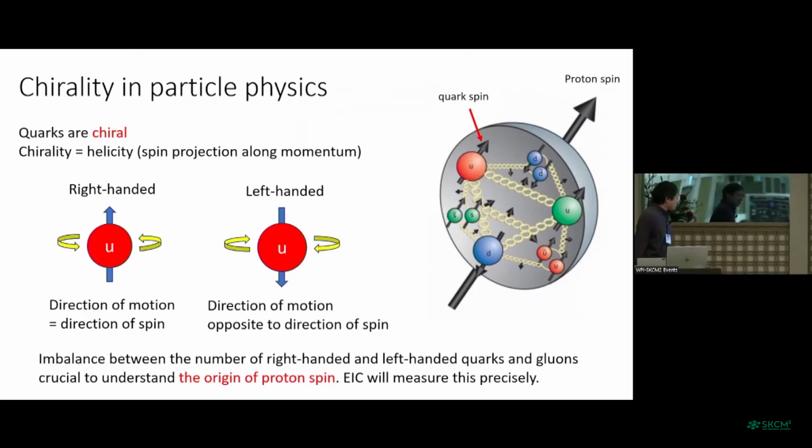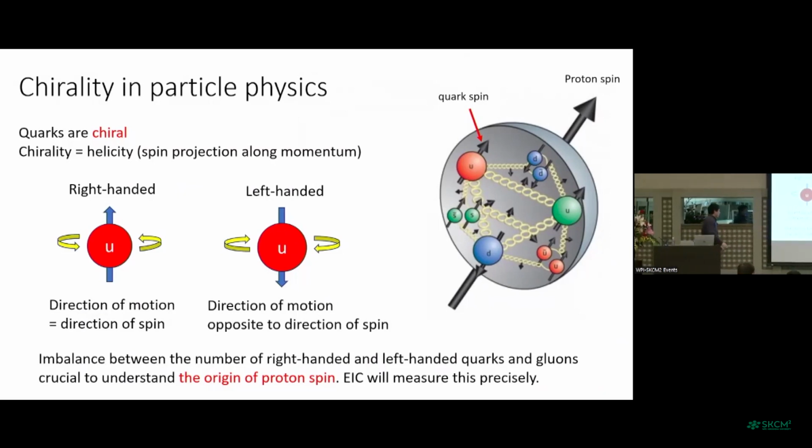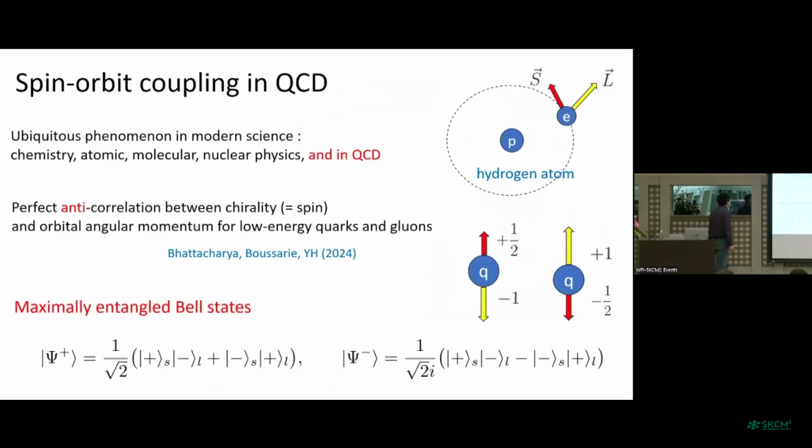All right, so there is a very deep connection between the spin puzzle and the chirality problem. That's important to understand. And then there is also orbital angular momentum. How does the orbital angular momentum enter the game? There is an interesting recent development by my group at Brookhaven. It is related to spin-orbit coupling, which is probably very familiar to every one of you. For example, there is spin-orbit coupling in the hydrogen atom: the electron has spin and orbital angular momentum, and there is an interaction between them.